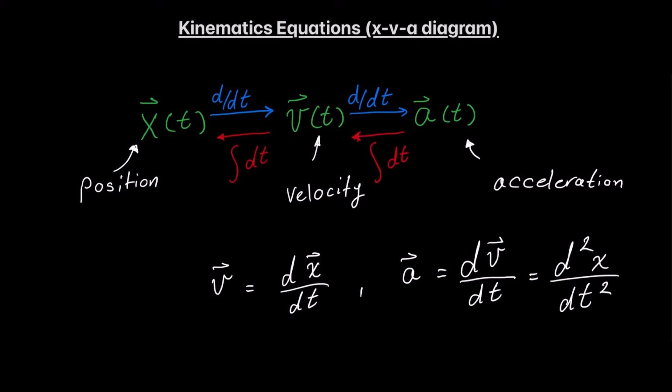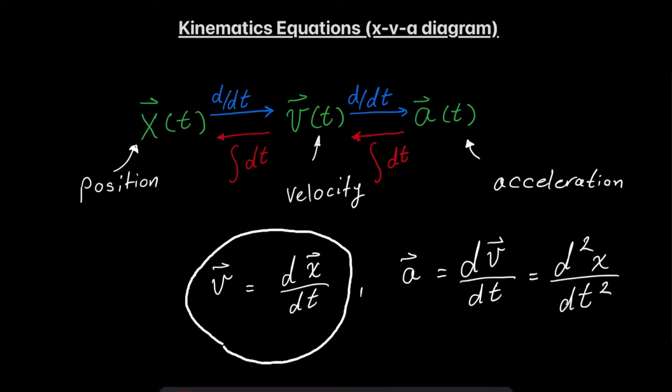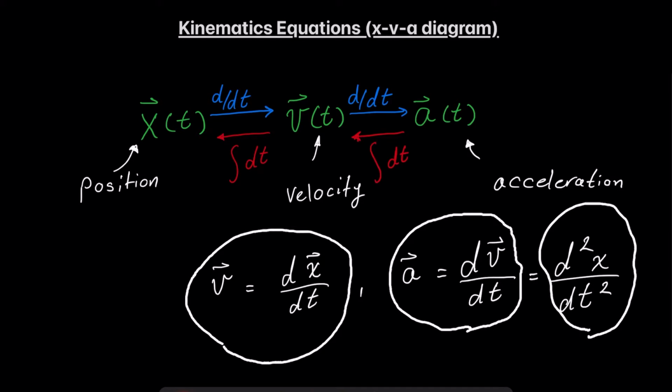In order to go forward from x to v, we take the time derivative d over dt, such that we can write v equals dx dt, or a equals dv dt, which is also the second derivative of x with respect to t. Now, you notice here that I placed a vector sign on top of x, v, and a to denote that these are in fact vectors.